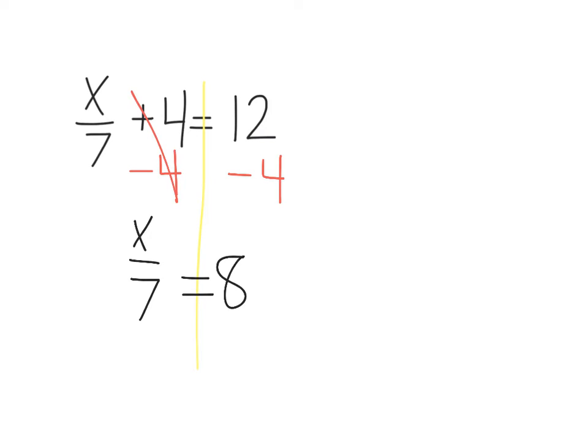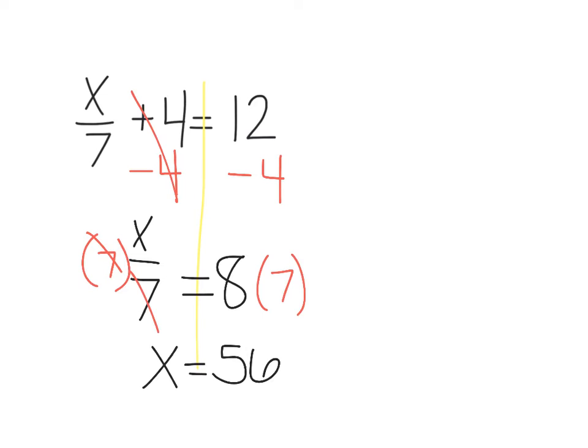Okay, and now, just like everything else, I have to use the inverse operation to get that x alone. So since I'm dividing by 7, the inverse is to multiply it by 7. If I do it to the left, I have to do it to the right. 7x divided by 7 leaves me with just an x, which is why we did that. And then 8 times 7 is 56.